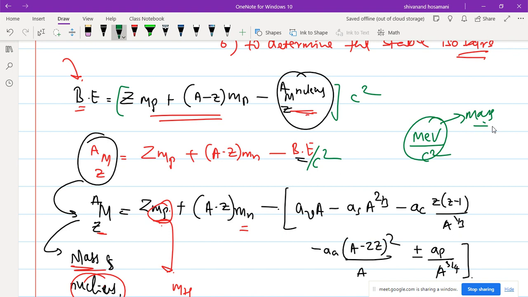Next, in the applications of this concept, I told that from this we can calculate the radius of the mirror nuclei. This is the first property that we calculated: we can calculate the mass number, atomic number and everything.